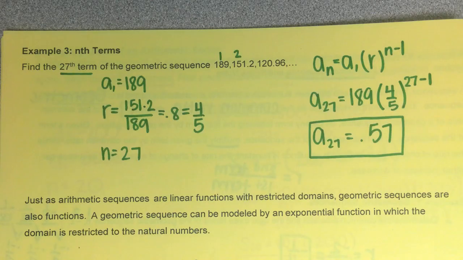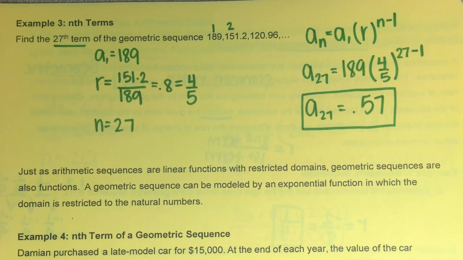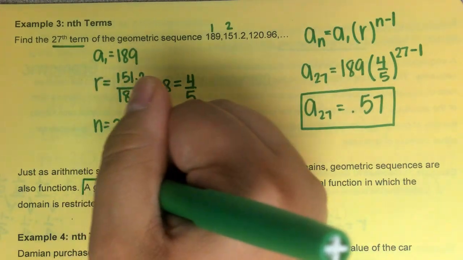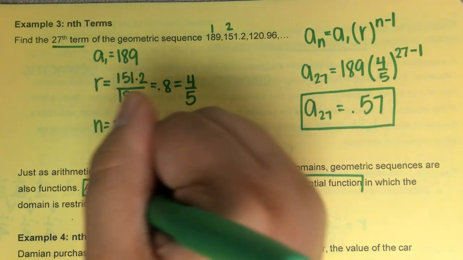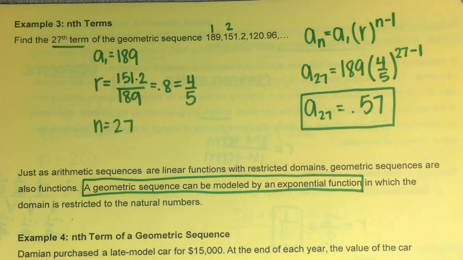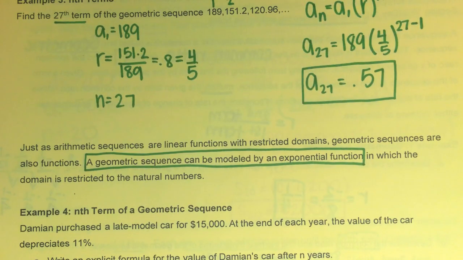Just as arithmetic sequences are linear functions with restricted domains, geometric sequences are also functions. A geometric sequence can be modeled by an exponential function. Please write that, or box that, please. In which the domain is restricted to natural numbers. Remember, natural numbers are whole numbers greater than 0.